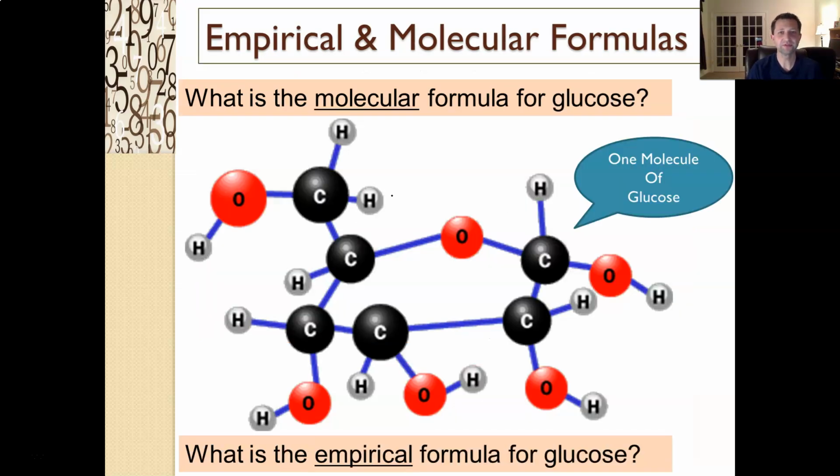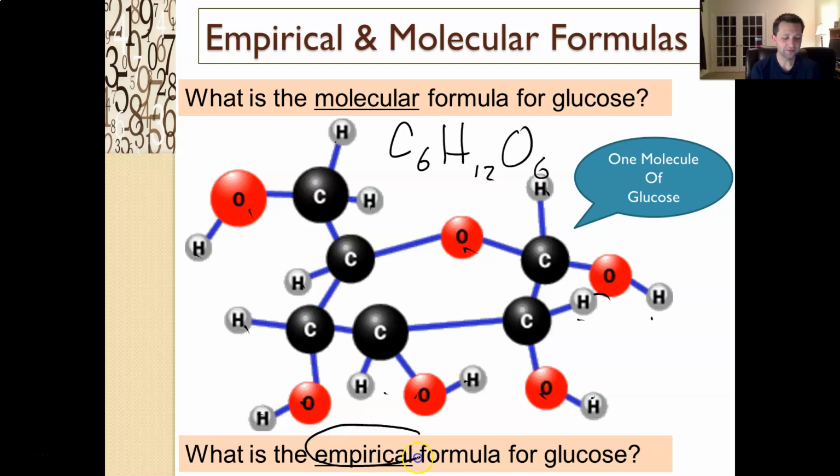Here's a perfect example. So we're looking at glucose. Here is the molecular structure of a molecule of glucose, I should say. So we have how many carbons? 6, right? C6, H, how many hydrogens? 1, 2, 3, 4, 5, 6, 7, 8, 9, 10, 11, 12. O6. 1, 2, 3, 4, 5, 6. All right? So the molecular formula is how many atoms in the molecule. Easy. C6H12O6 is the molecular formula.